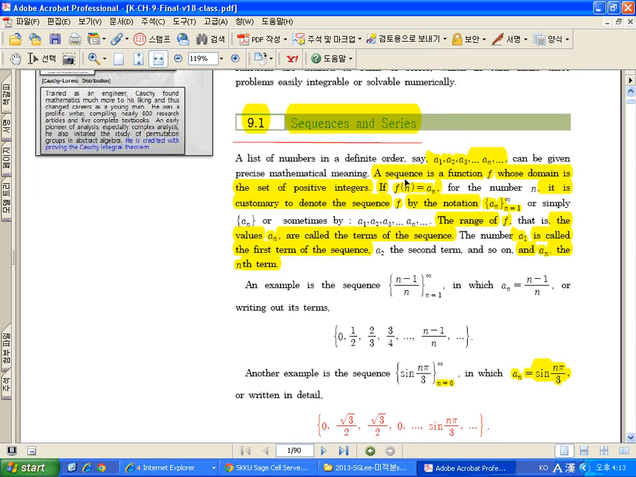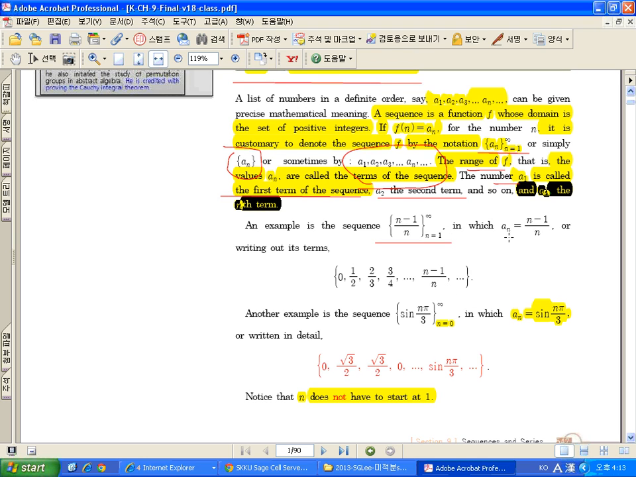We know the sequence is a function whose domain is a set of positive integers, and if f of n is a_n, then the sequence can be written in this way, or simply in this way, or as the list of the numbers like this, etc. The range of function f are called the terms of the sequence. The a_1 is called the first term of the sequence, a_2 is the second term, and so on.